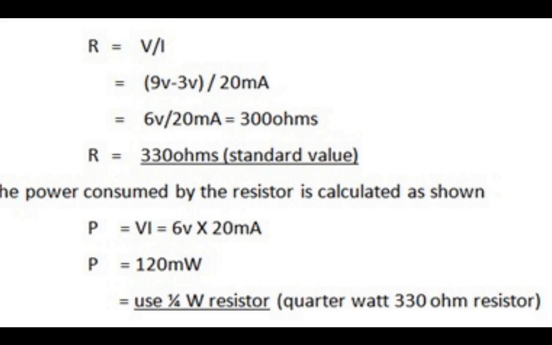So we can use a quarter watt, that is 250 milliwatts, power rating value. So it means a quarter watt resistor of 330 ohms is chosen as the resistor and should be purchased and used in the circuit.